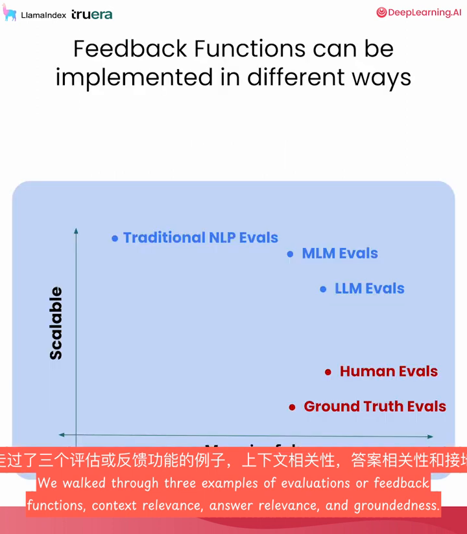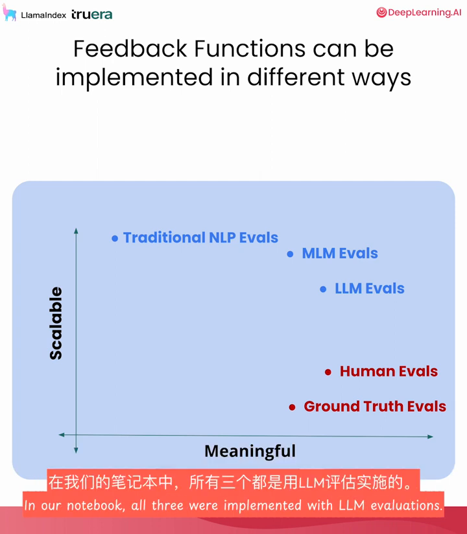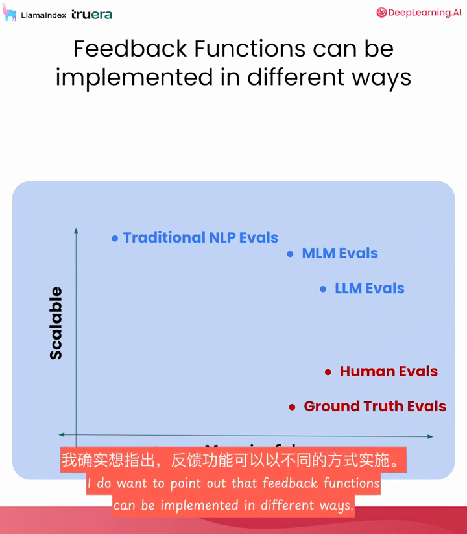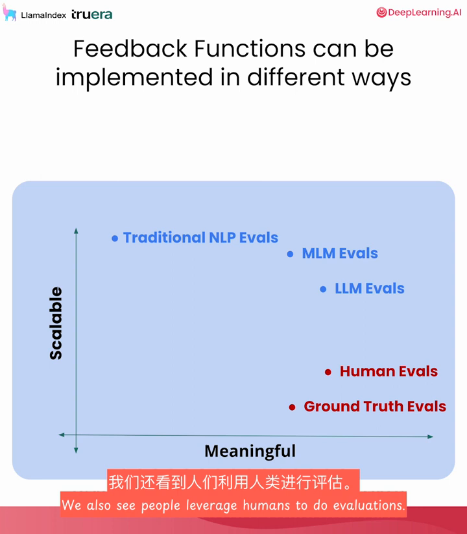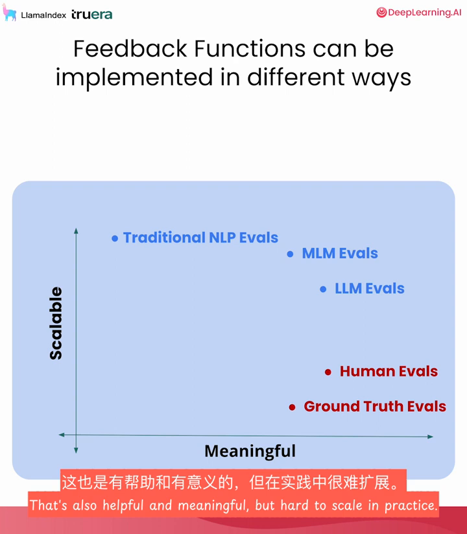We walked through 3 examples of evaluations or feedback functions: context relevance, answer relevance, and groundedness. In our notebook, all 3 were implemented with LLM evaluations. I do want to point out that feedback functions can be implemented in different ways. Often we see practitioners starting out with ground truth evals, which can be expensive to collect, but nevertheless a good starting point. We also see people leverage humans to do evaluations. That's also helpful and meaningful, but hard to scale in practice.